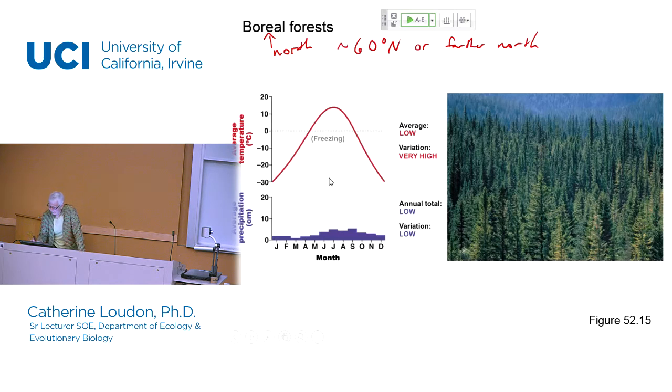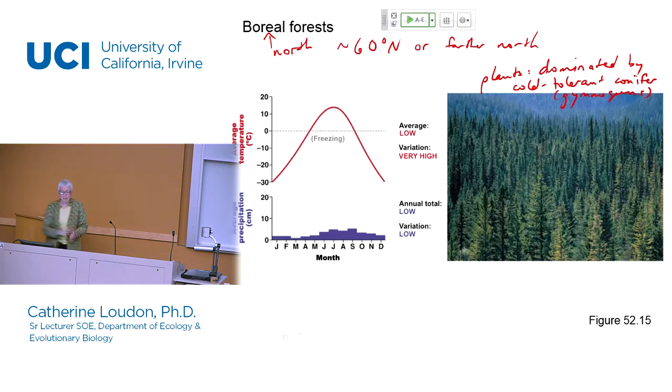The trees, in terms of plants, the dominant trees, so dominated by what? By cold-tolerant conifers. Okay, plants, trees with cones. What does that sound like? You should be thinking, oh yes, gymnosperms, right? Learned about those, gymnosperms, the cone-bearing plants. And sure enough, there they are. You should recognize them from the pictures with needle-like leaves.